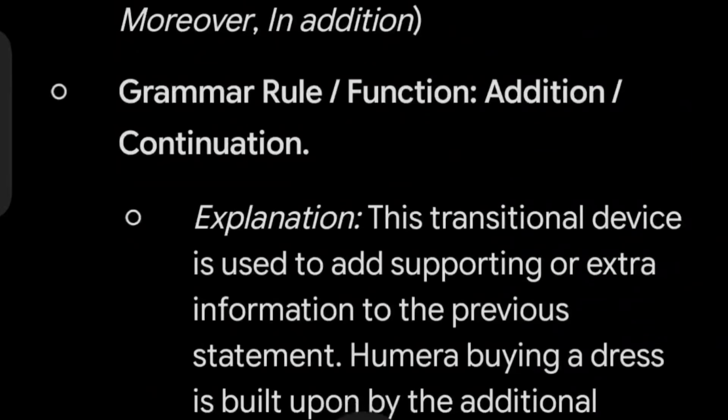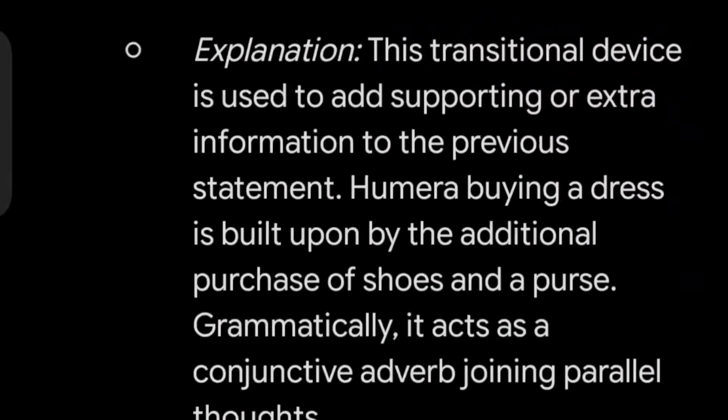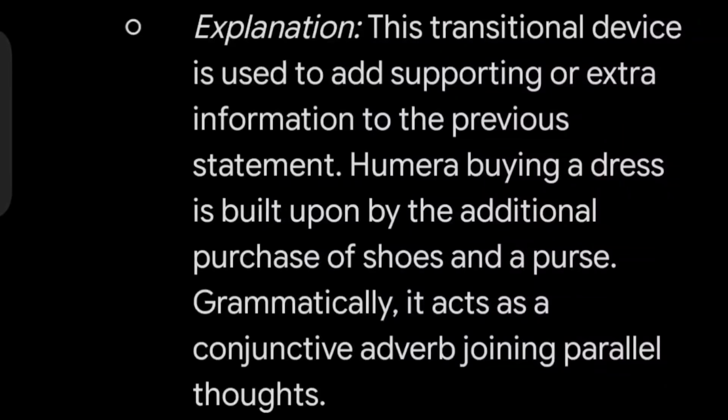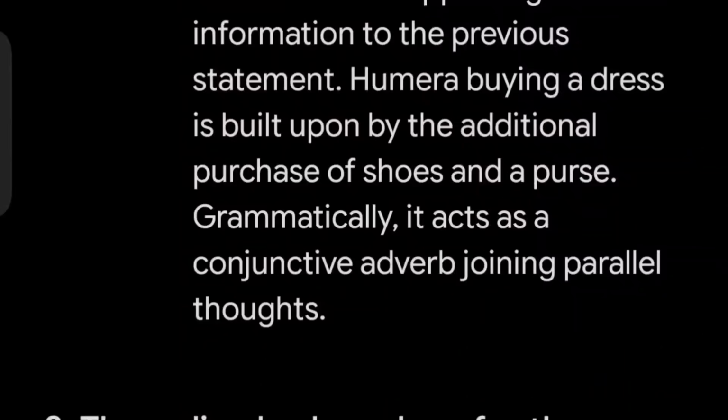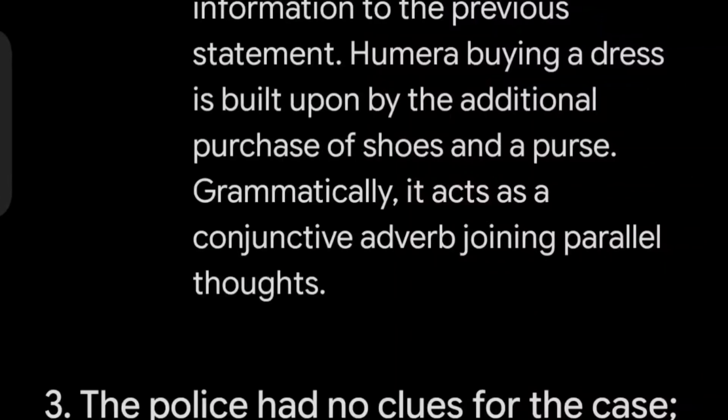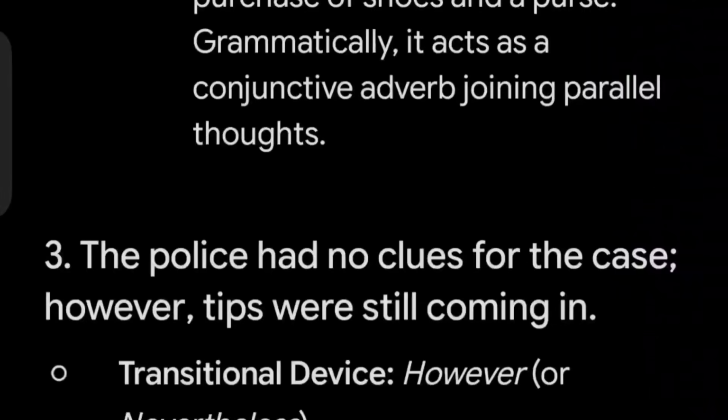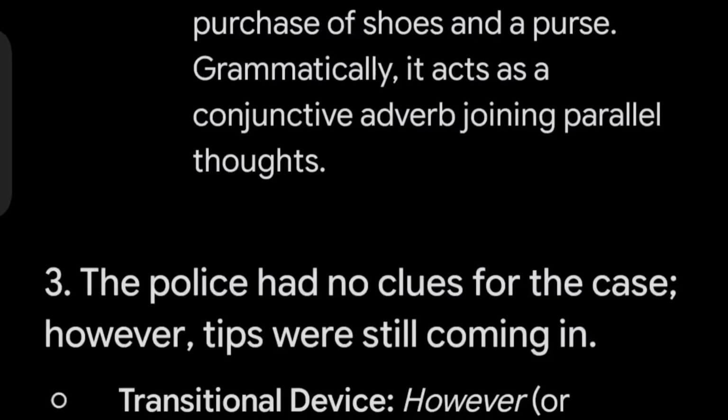Grammar rule/function: addition/continuation. Explanation: This transitional device is used to add supporting or extra information to the previous statement. Humera buying a dress is built upon by the additional purchase of shoes and a purse. Grammatically, it acts as a conjunctive adverb joining parallel thoughts.